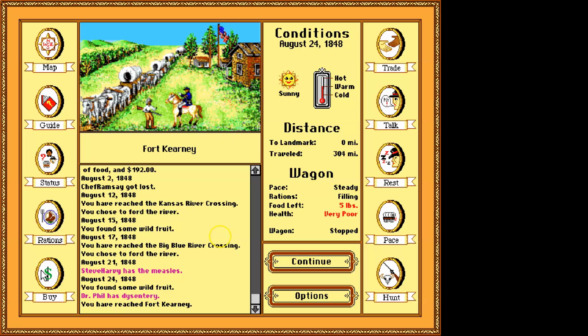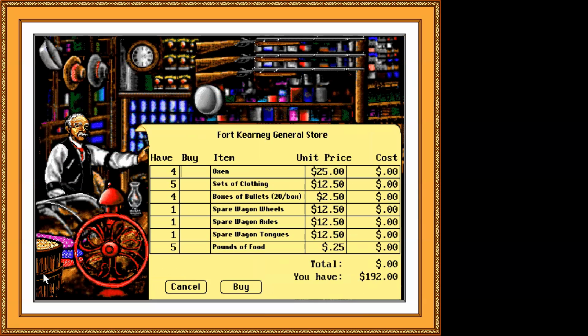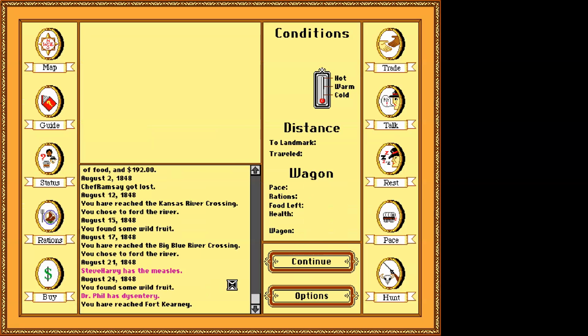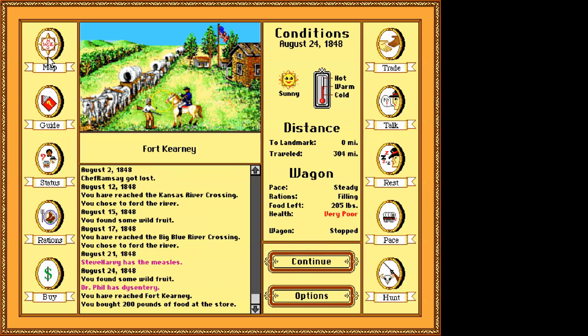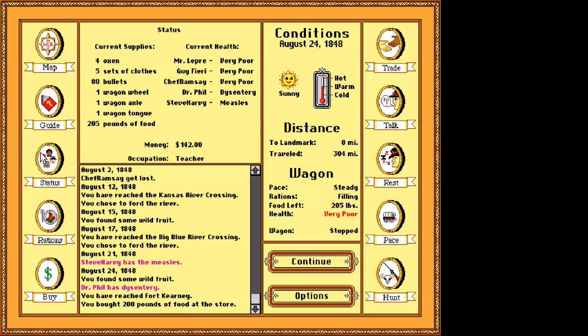Or can I go to buy? Okay, the Fort Kearny General Store now. I can buy some supplies. Let's take a look. I want to get some food. Let's see, how many pounds of food can I get? 200 pounds. You're running out. I'm buying 200 pounds of food. Now let's take a look at the status of my group members. 2 of our group are seriously ill. Dr. Phil with dysentery, Steve Harvey with the measles. Let's continue anyway.